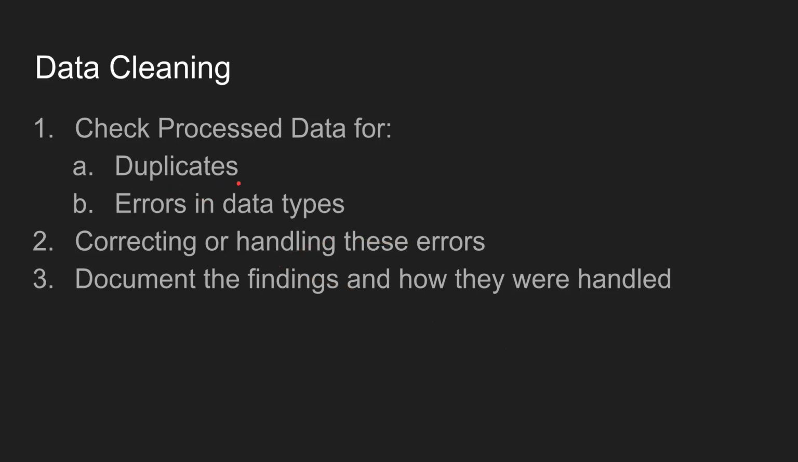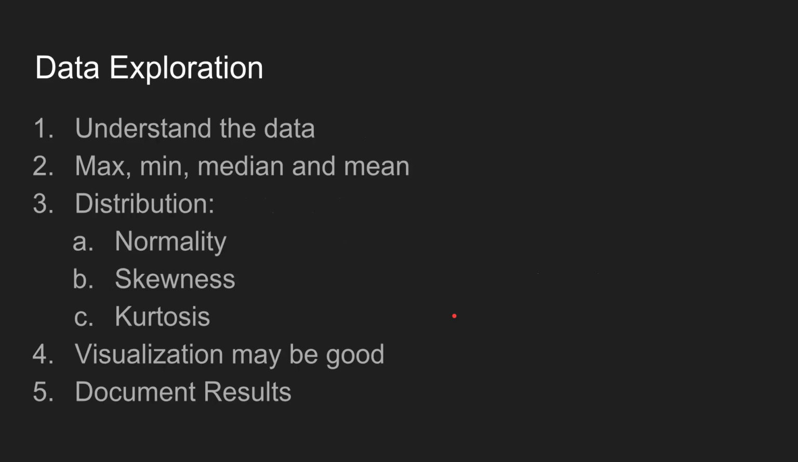Same with duplicates. Most times you may want to drop duplicates, and you want to say how you determined it was a duplicate record. It could be a date timestamp, it could be an account number, or whatever reason. So it's important to again document how we handle this. Then we want to explore the data.